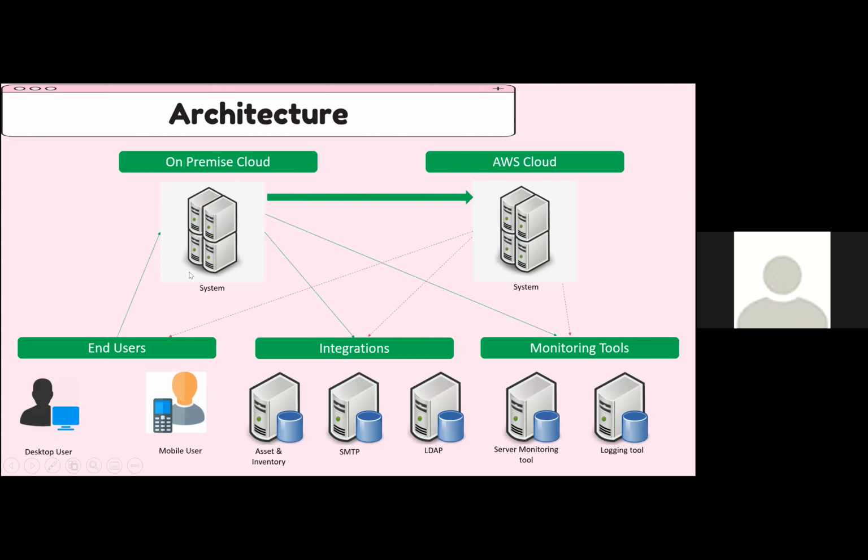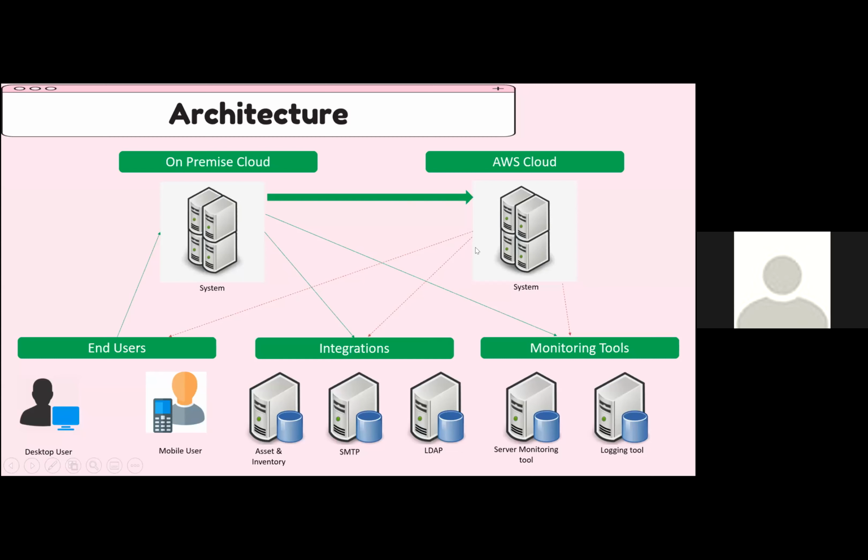You have here the green lines, which are existing, and the broken lines in red are the connectivities which need to be established once you migrate the system to the AWS cloud. Here you have the end users I've mentioned, the desktop user and the mobile user. Those are connected to the system in the on-prem, and once you go live, sorry, the arrow here is incorrect, but the end user should connect to the new environment in AWS. And then you have integrations to other systems like asset and inventory, SMTP, and LDAP.